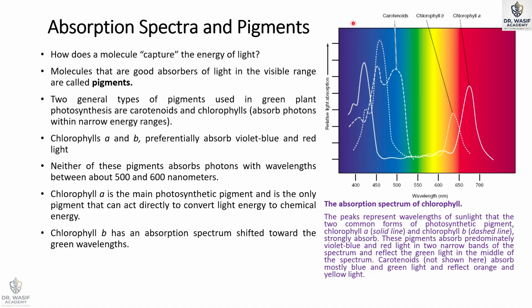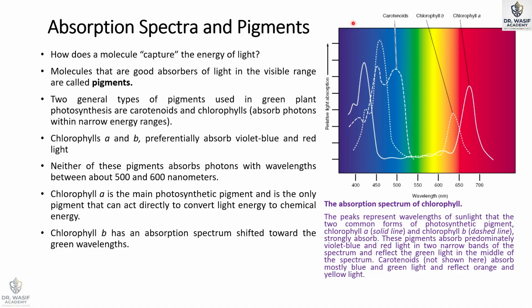Now, you should understand that not all pigments are equal. Whether it is carotenoid, chlorophyll A or chlorophyll B, they act differently and absorb different wavelengths of light. Chlorophyll A is the star of the show. It is the main pigment and the only one that can directly convert light energy into chemical energy. Chlorophyll B acts more like a helper. Its absorption is shifted slightly from chlorophyll A to another part of the spectrum to widen the range of absorption.